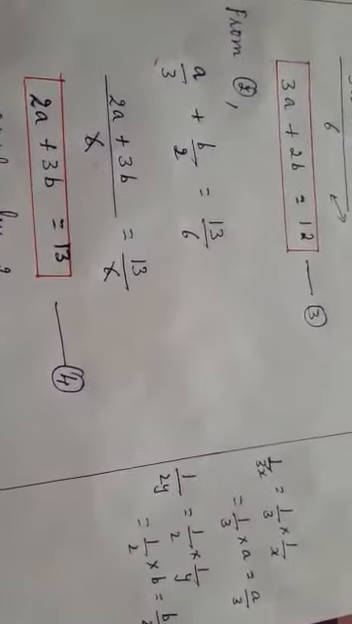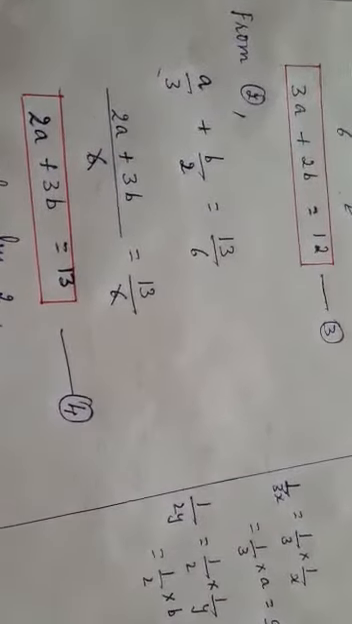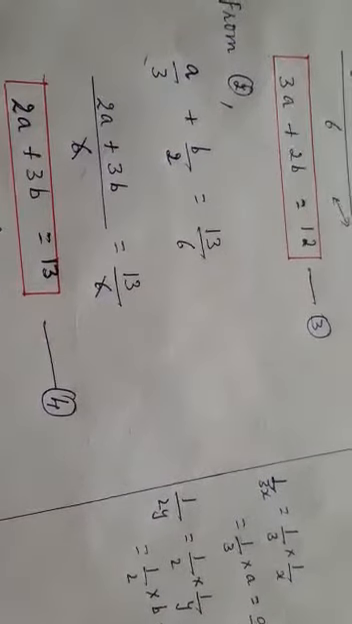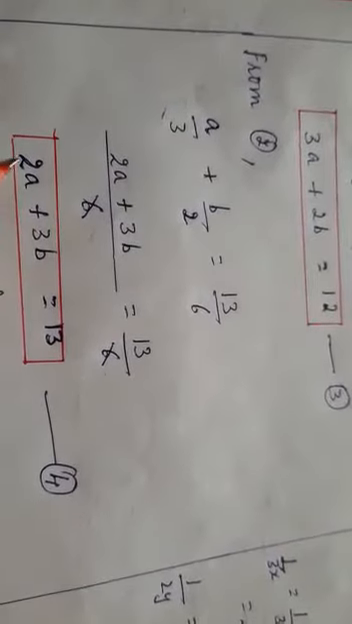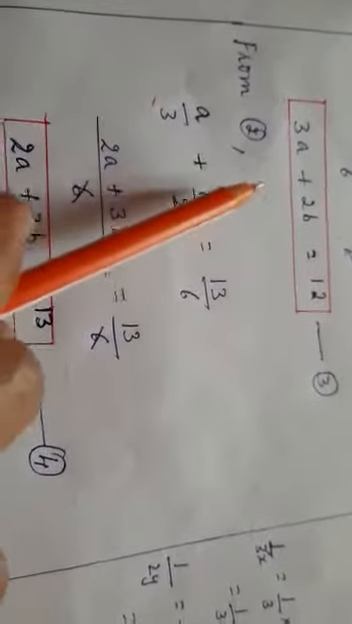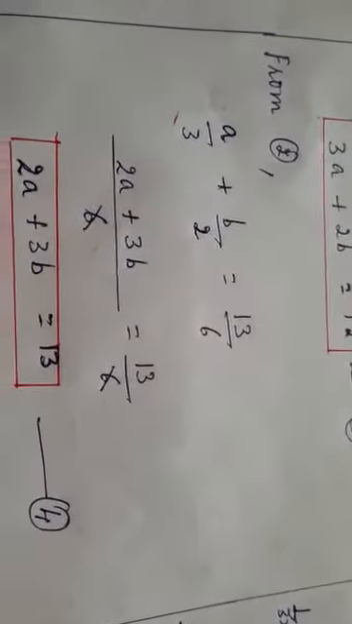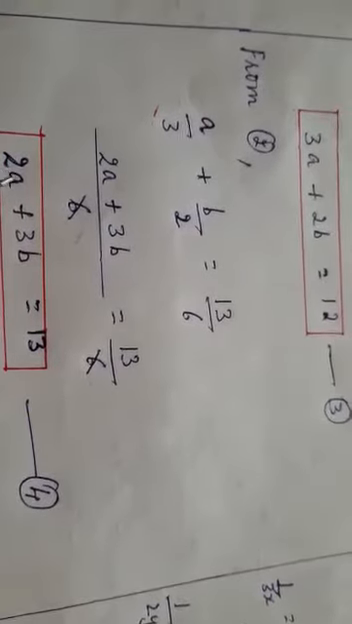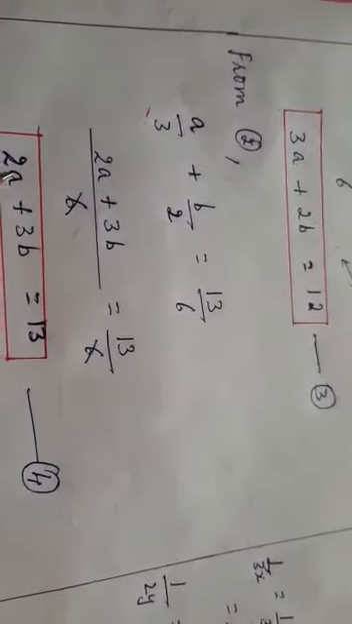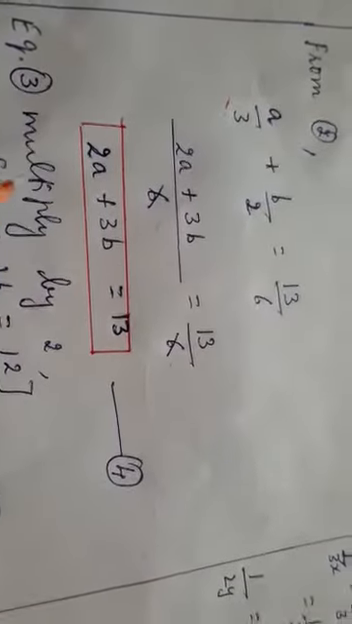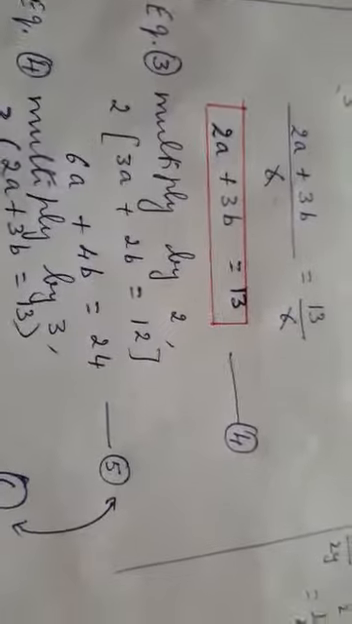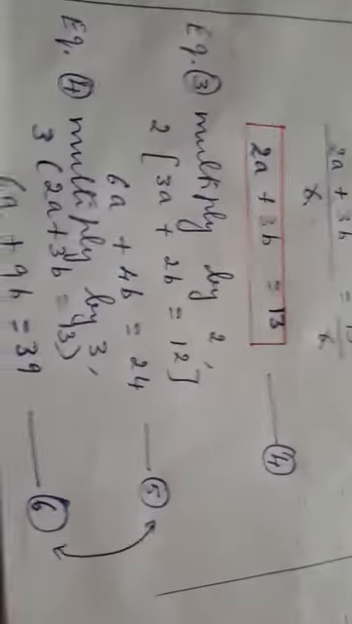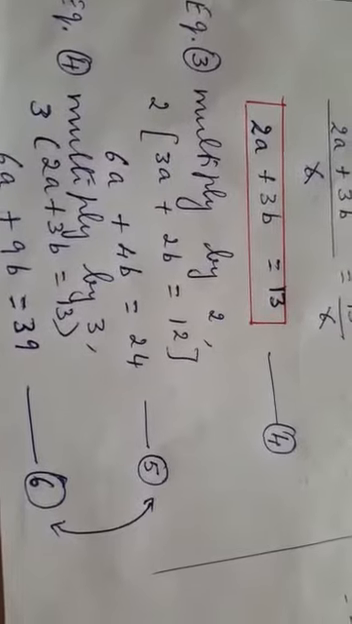For the elimination method, one term should be the same. Here we have 3a plus 2b is equal to 12 and 2a plus 3b is equal to 13, the fourth equation. So we make one term the same. I am multiplying the third equation by 2 and the fourth equation by 3, so that the first term becomes 6a in both. Equation 3 multiplied by 2 gives 6a plus 4b equal to 24. Take this as the fifth equation. Equation 4 multiplied by 3 gives 6a plus 9b equal to 39. Take this as the sixth equation.